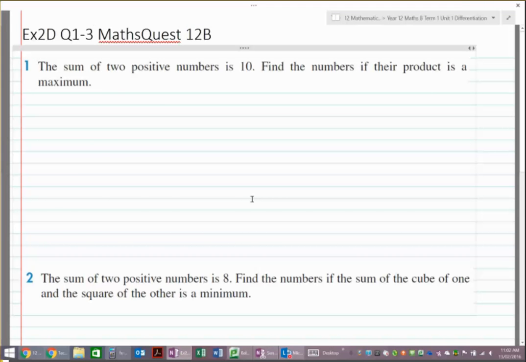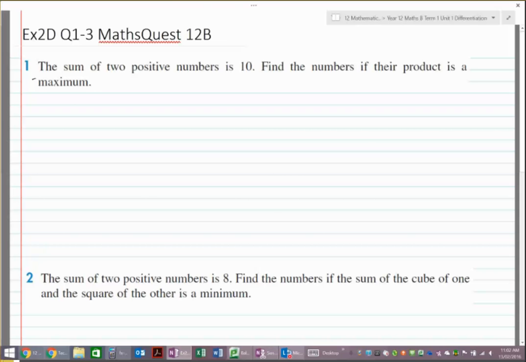Alright, the purpose of this video is to just show you how to solve these problems, and then you can finish the optimization by yourself. Okay, Ex2D, question 1. The sum of two positive numbers is 10. Find the numbers if their product is a maximum.